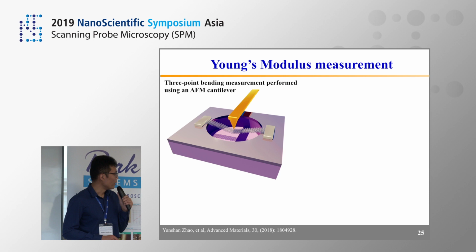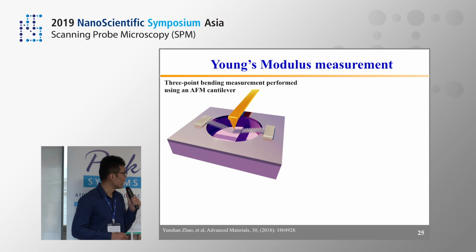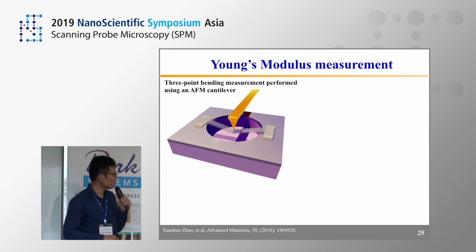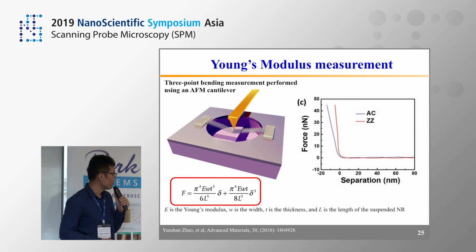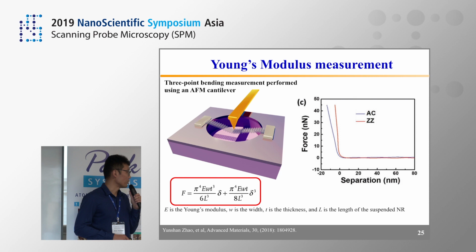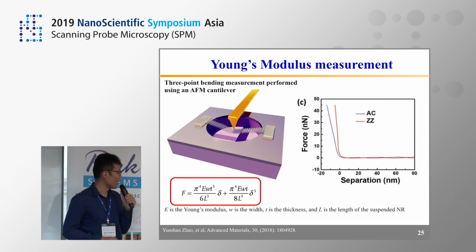We also performed Young's modulus measurements to probe the mechanical property of the nanoribbons. After transferring the nanoribbon on top of the hole structure, we fix its two ends by focused ion beam to make good contact. This graph is similar to the previous one because it's quite familiar to us. We use this formula to deduce the Young's modulus of the measured nanoribbons. Finally, I compare the thermal conductivity value with the Young's modulus value in this formula.